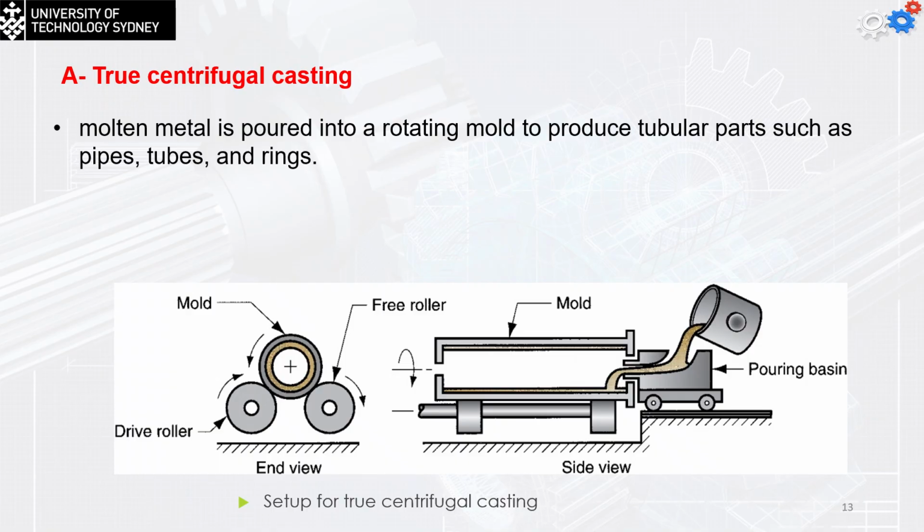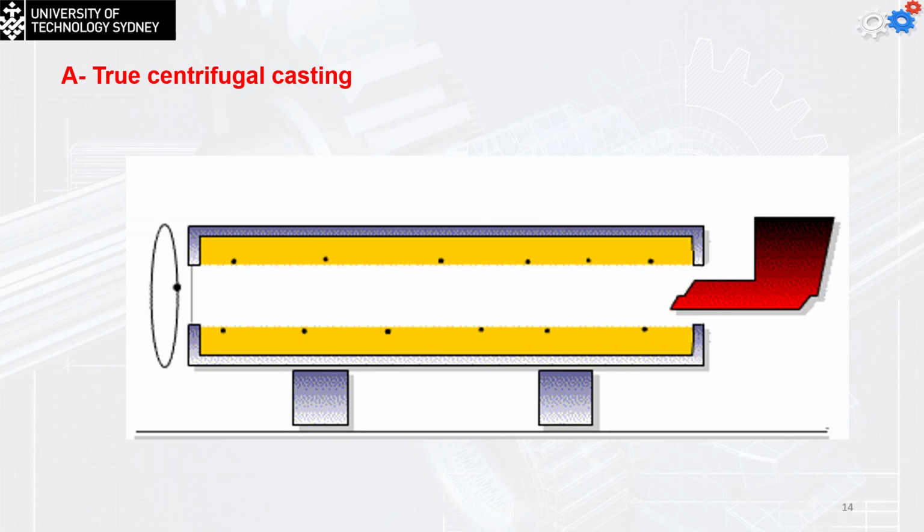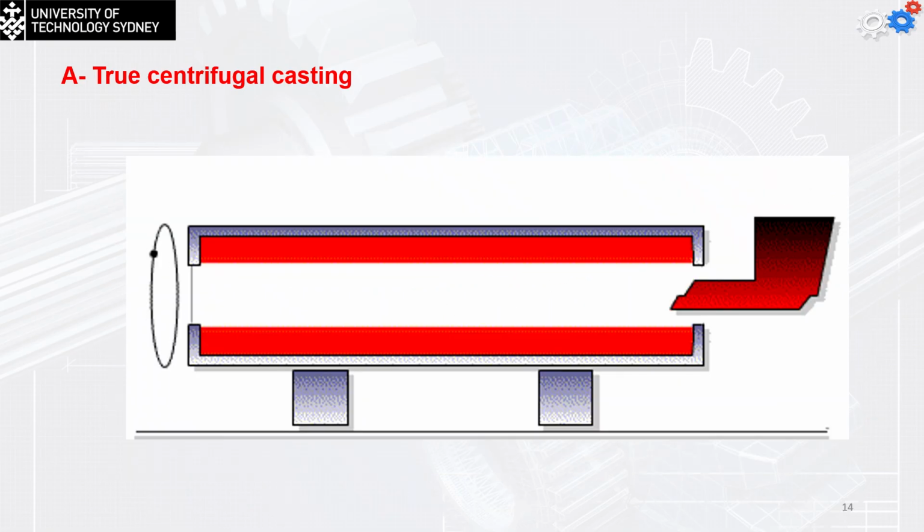So the molten metal is poured into a rotating mold to produce a tubular part such as pipes, tubes, and rings. Outside shapes of the casting can be round, octagonal, hexagonal, and so on, but the inside shape is theoretically perfectly round due to the radially symmetric forces. This is a very simple example of that.